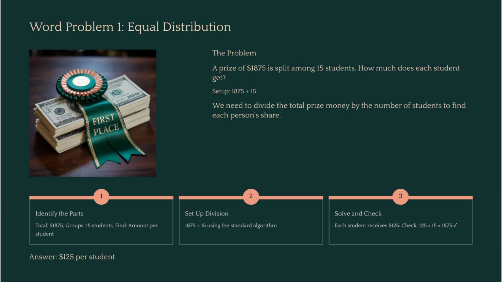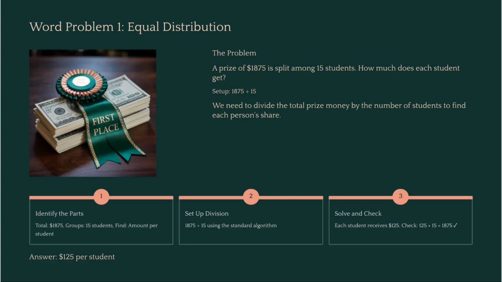Word problem 1 is a classic sharing problem. A prize of $1,875 is split among 15 students. The setup is $1,875 divided by 15. When you go through the standard algorithm, you find that 15 goes into 18 one time with 3 left over.